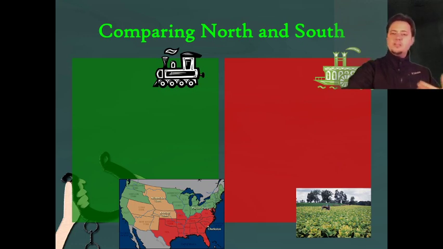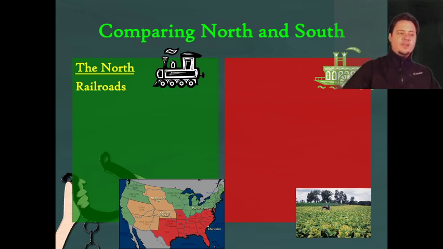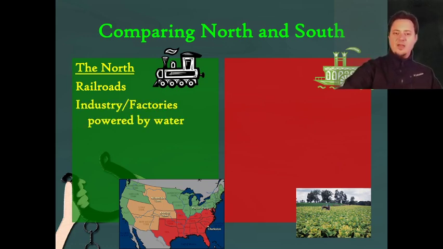Now, we do need to make a few comparisons here. The North is much more different from the South. In the North, they've got lots of railroads. They're focused on industry and machines. The primary mode of transportation in the North is by railroad. That's the fastest way of getting around. They have industry and factories, mostly powered by water, although eventually they will move to steam power, coal power, but they're powered by water at this point.